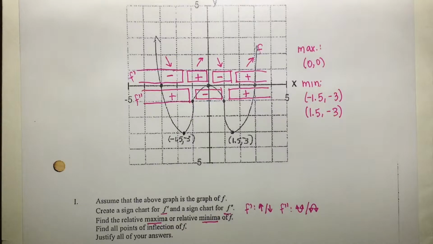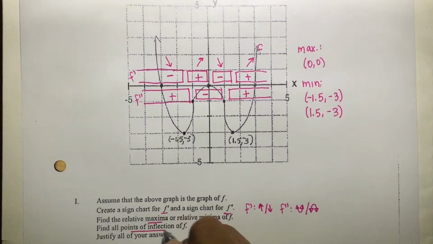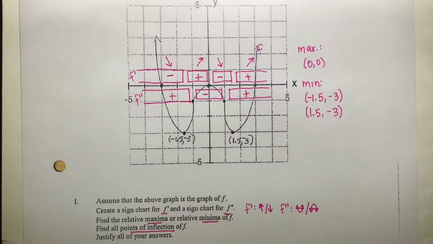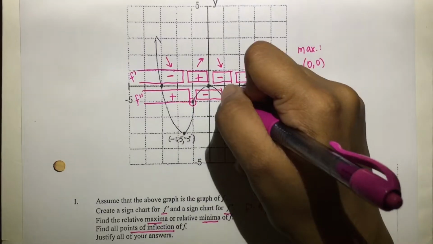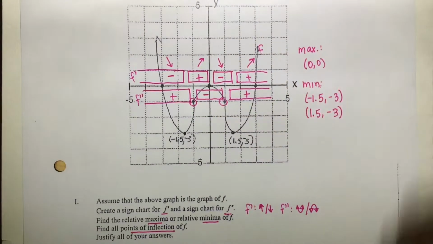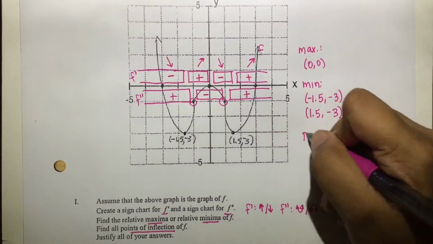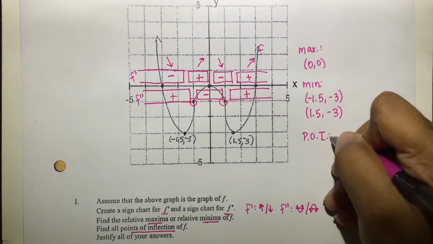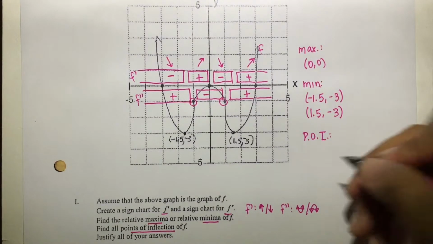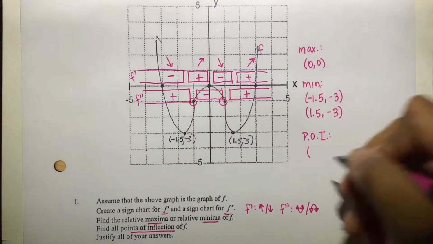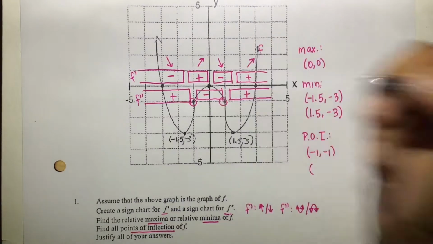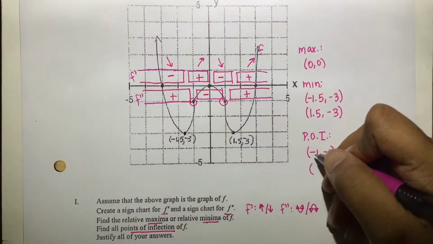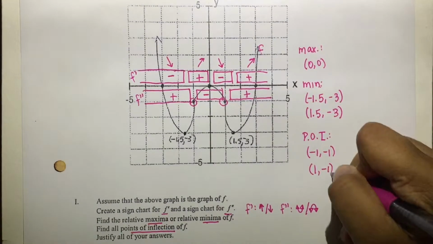Now for the third part, we must find the points of inflection. The points of inflection we know are found from changes within the concavity, or changes within the sign of f double prime, and that happens at 2 points on the graph. So therefore, we can say that our points of inflection are at the point negative 1, negative 1, and at the point 1, negative 1. And that is our answer.